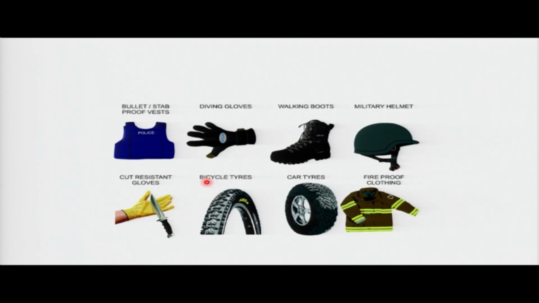We can also have bicycle tires, especially the bicycles used in racing. Normally, the tires are made out of Kevlar, very strong, even car tires. So some of the car tires can be made out of Kevlar, very strong. We also have here the fireproof clothing, which is normally put on by those firefighters when they go in to do their job.